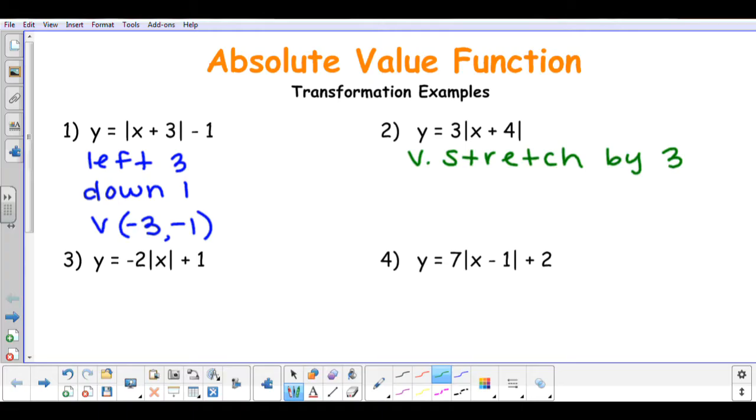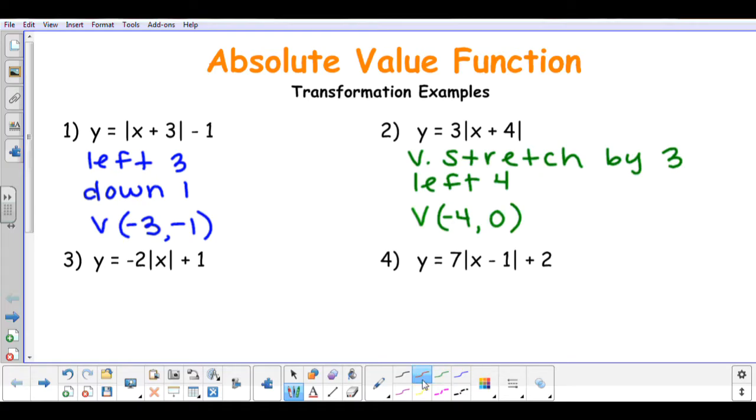And then if I go inside my absolute value sign, I have an x plus 4. So it is similar to the last problem, and it's going to be going left 4. I have no addition or subtraction outside of my absolute value, so this function is not going up or down. So when I find the vertex, this is only going over left 4 units from the origin, so it's going to be at -4, 0.